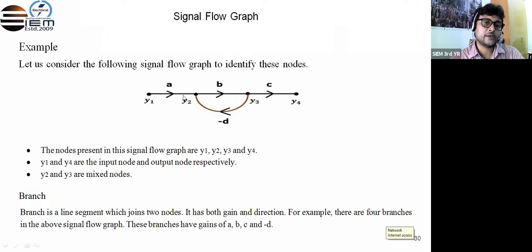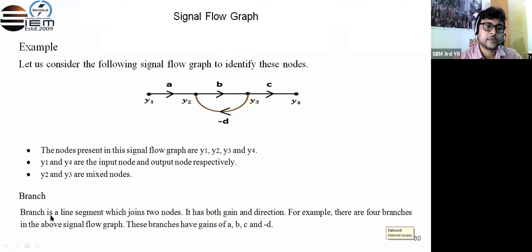And between Y2 and Y1 there is a branch, that is A. That means A is nothing but the block value. And this B is the block value between Y3 and Y2, and C is the block value between Y4 and Y3, and D is the feedback value. When the feedback is negative, we know that feedback may be positive or negative, that negative value will be considered, so it is minus D. So you can consider that the feedback is negative.